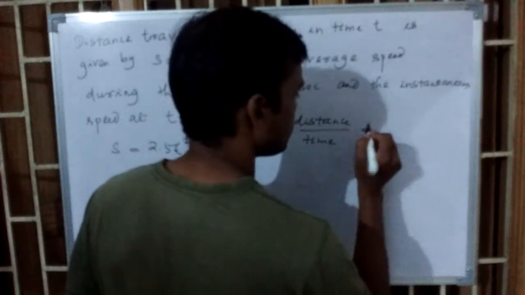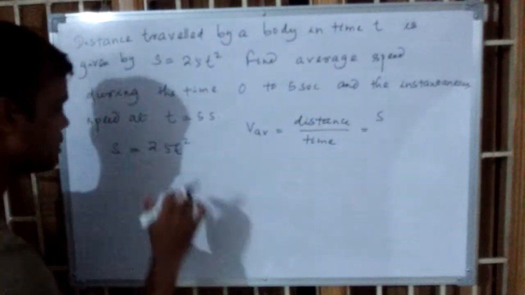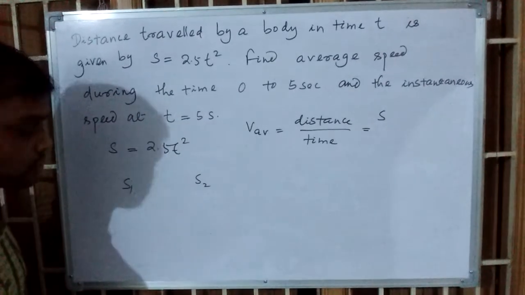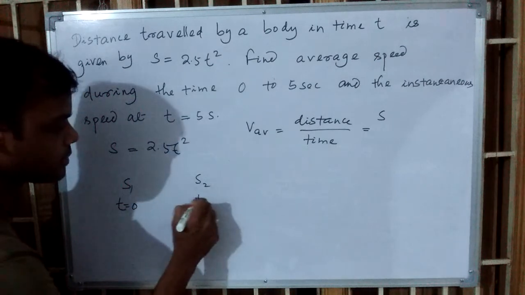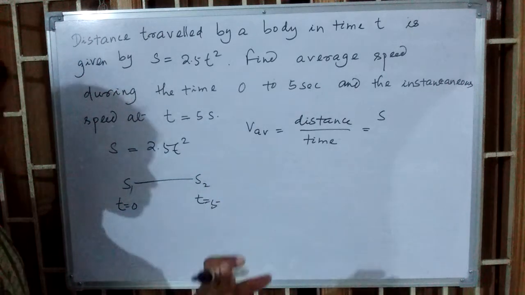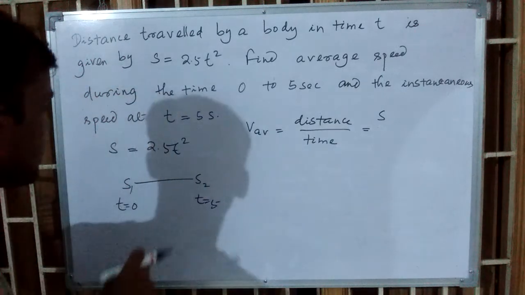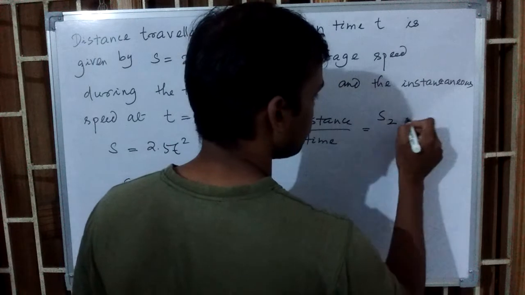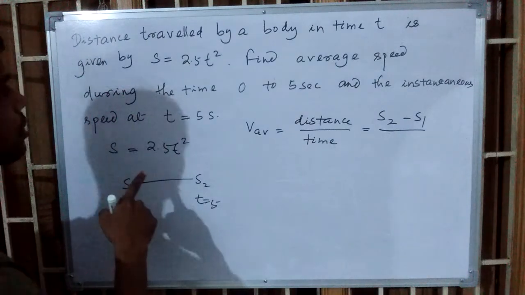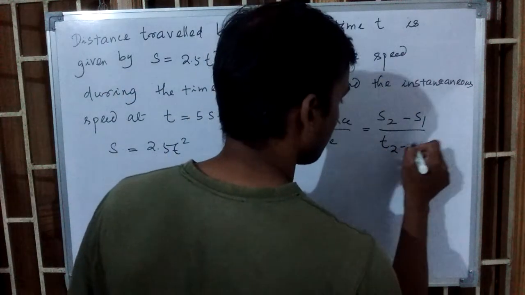What is the distance travelled by the body from 0 second to 5 second? Suppose initially the body is here. Let this position be S1, this is S2. This time is equal to 0, this time is equal to 5. Then this is the distance. In which path it goes we don't know. But let this one be distance. Then how to determine it? The average speed will be S2 minus S1 divided by T2 minus T1.